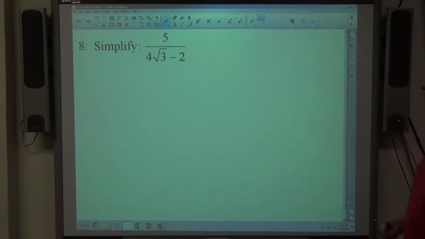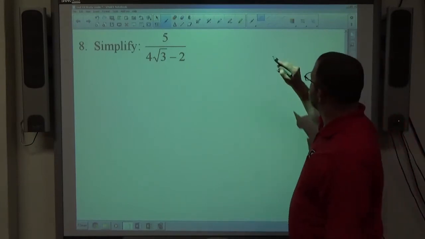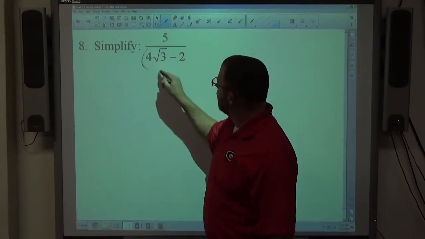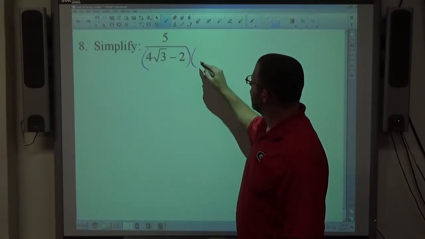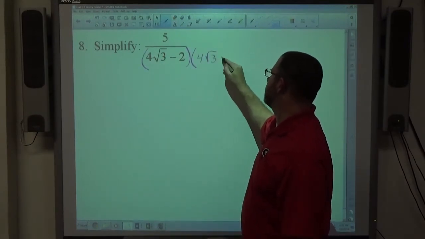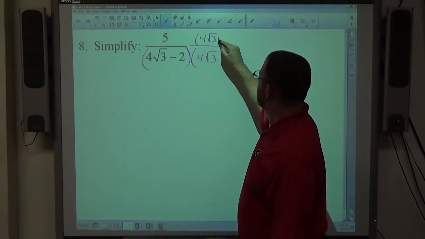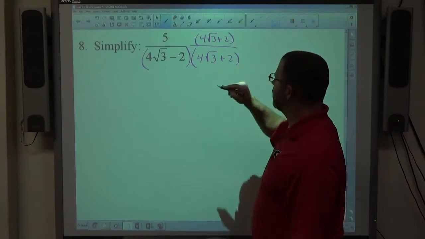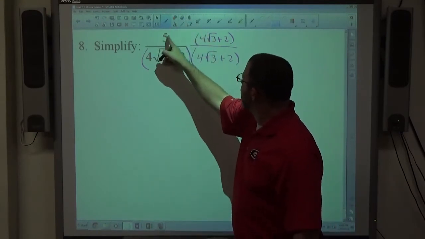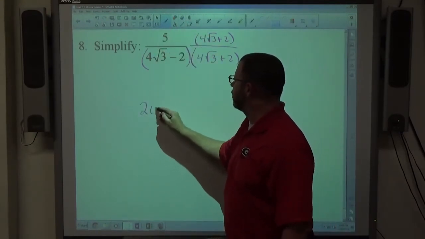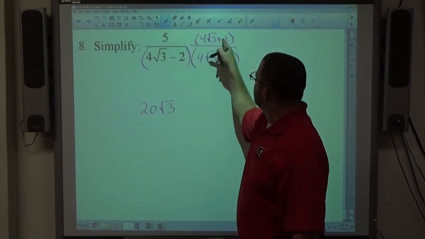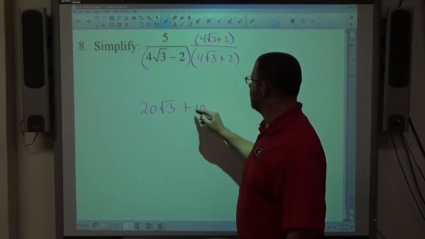Number 8, same deal, same type of problem, same fix. So this time 4 times the square root of 3 minus 2. I'm going to multiply by 4 times the square root of 3 plus 2. Do the same on top. Once again, the top is just a basic distributive property. 5 times 4 square root of 3 makes 20 times the square root of 3. 5 times positive 2 is positive 10.